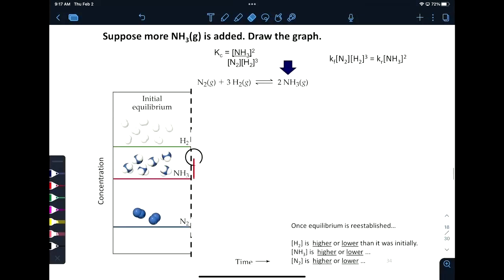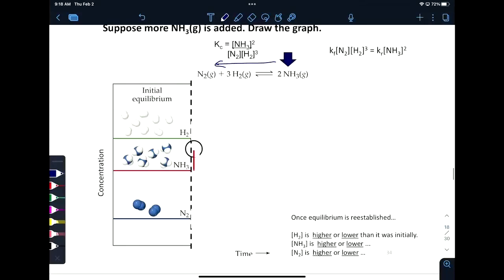Okay, so 3 minutes, I can do the next one. Let's do a different one. Let's suppose some NH3 is added to this system at equilibrium. What does our intuition say? When we add NH3, what direction does the reaction go? It goes in the reverse direction. So we want to draw the graph that shows that. That's the hard part.